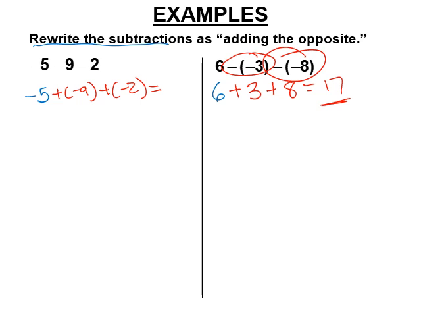Sometimes, though, you get a whole bunch of negatives. Negative 5 plus negative 9, negative 14 plus negative 2, negative 16. Now again, I didn't ask you to evaluate. I only asked you to rewrite. So that's all I need to see on your paper.